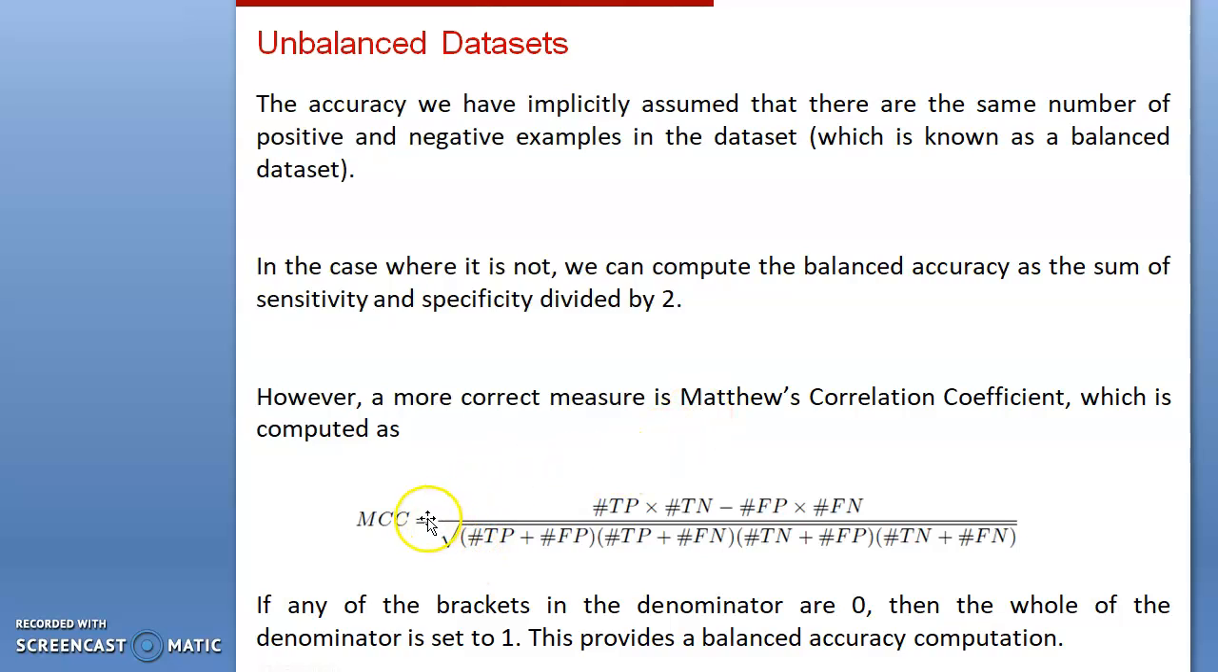For Matthew's correlation coefficient, MCC, we calculate true positive times true negative minus false positive times false negative, divided by the square root of true positive plus false positive, true positive plus false negative, true negative plus false positive, true negative plus false negative. Based on this value, we calculate Matthew's correlation coefficient. This is in between 0 and 1. If the value reaches 1, that is called a balanced data set. If the value is between 0.0 and 0.5, that is called an unbalanced data set.